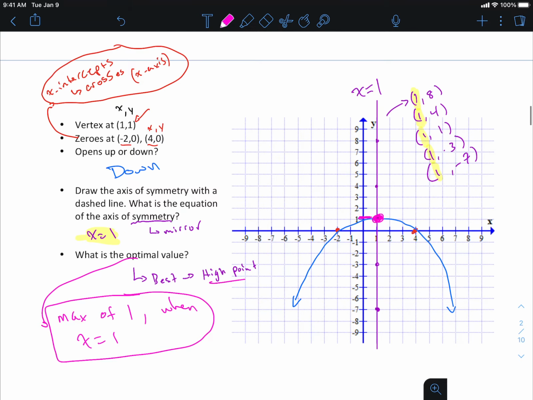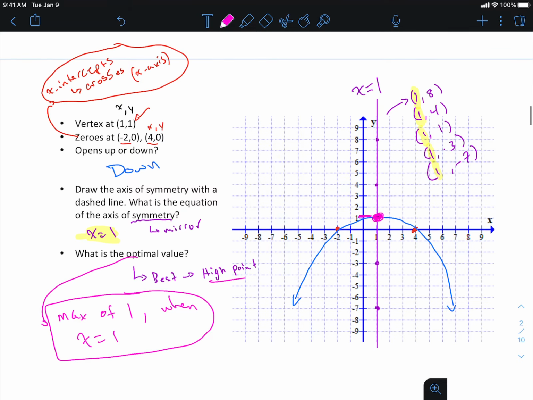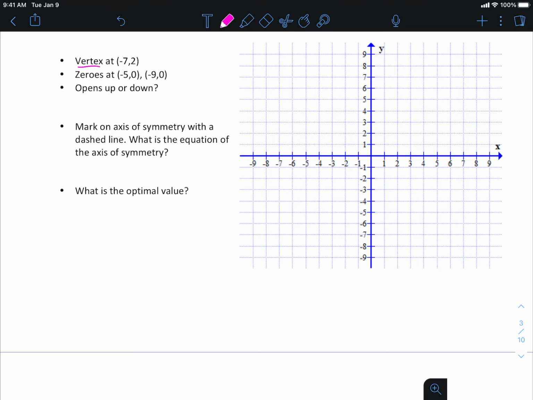Everyone got that one down? This is a good question too. Again, we're just running through. What does the vertex mean? Vertex means the high or low point. It's very connected to this, synonymous, as they say. So let's find the vertex. Where's the vertex? You're just plotting points. Just go plot that point.